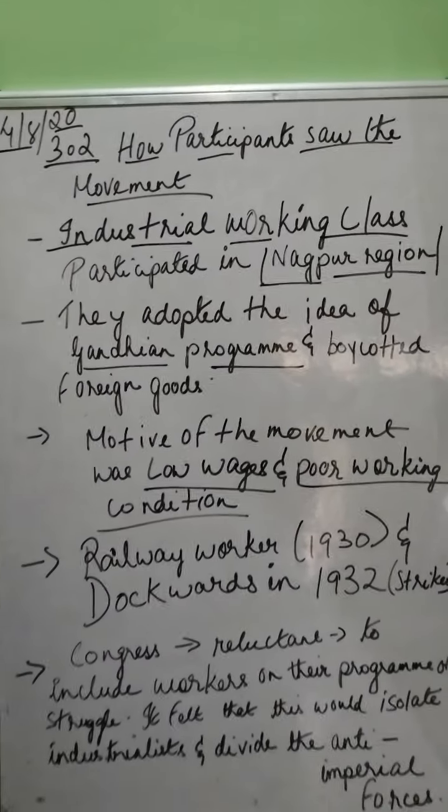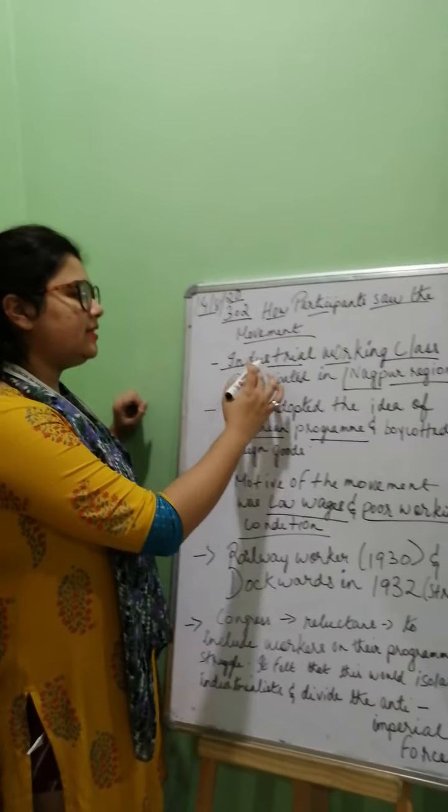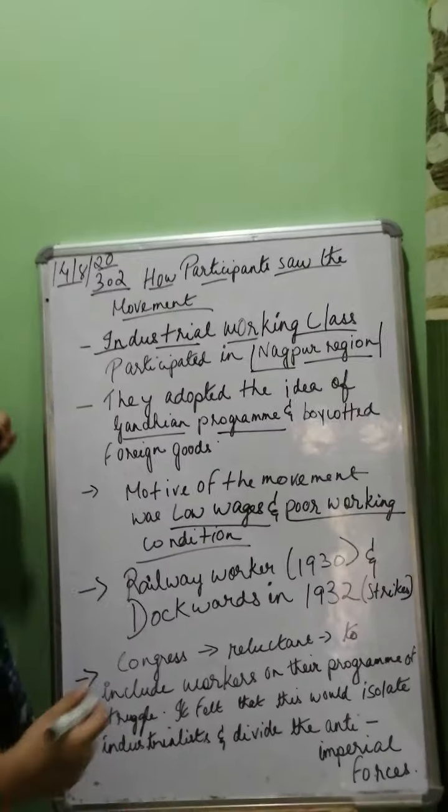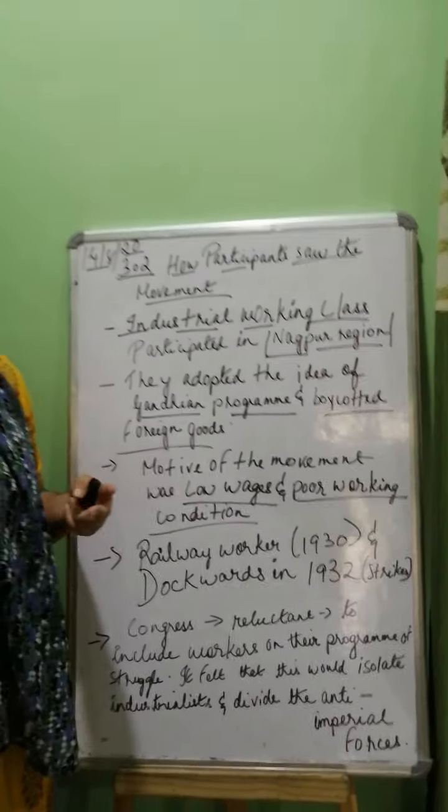So they adopted the idea of the Gandhian program. Now, what was the Gandhian program? Obviously, to boycott the foreign goods. So this industrial working class started boycotting the foreign goods. Okay, they participated in protests and rallies.